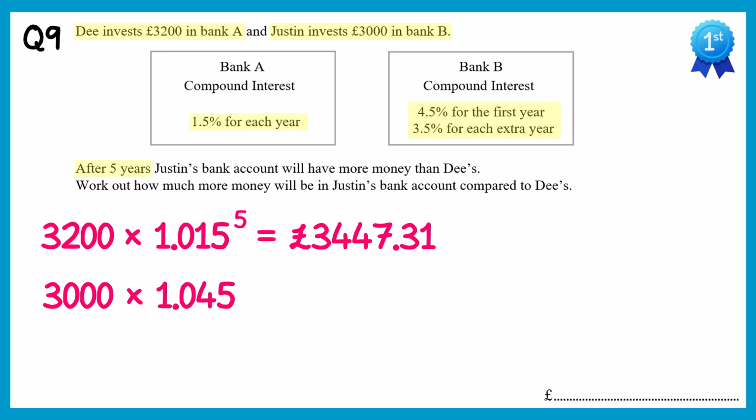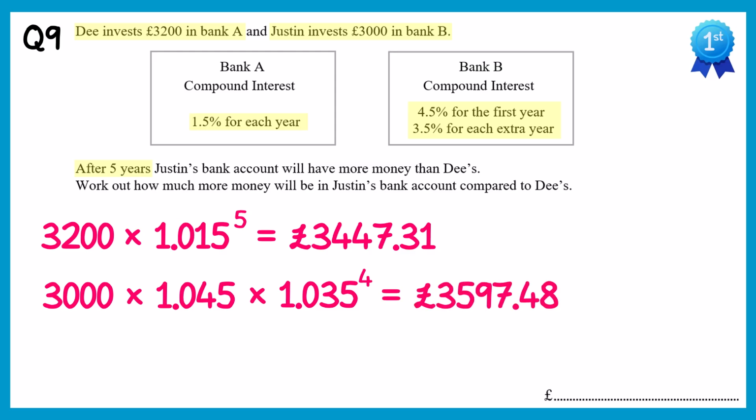In all of the remaining years, it's 3.5% interest, so a multiplier of 1.035. But since we're doing it for 5 years in total, and for the first year it was 4.5%, the 3.5% will be applied 4 times for the remaining 4 years. So we do that to the power 4. If you type this into your calculator, you'll get this number here.